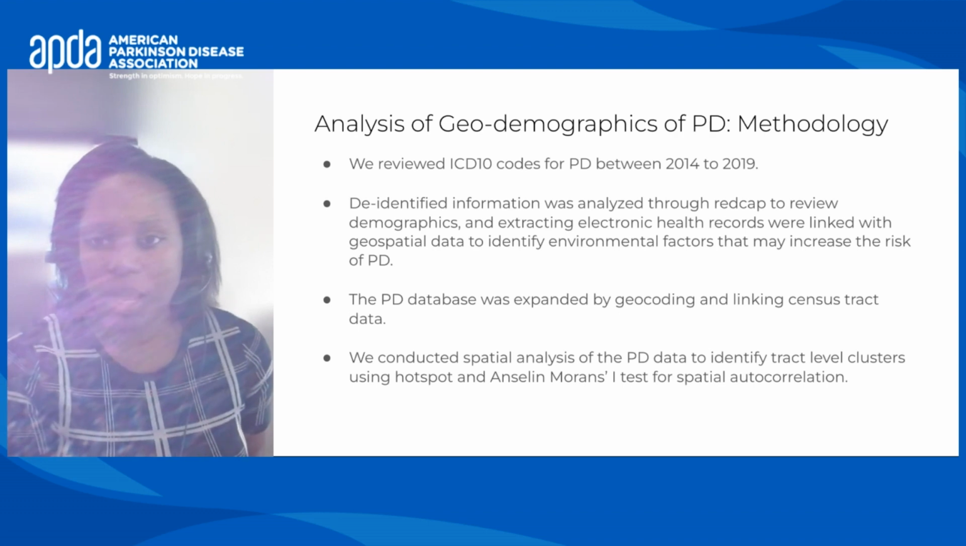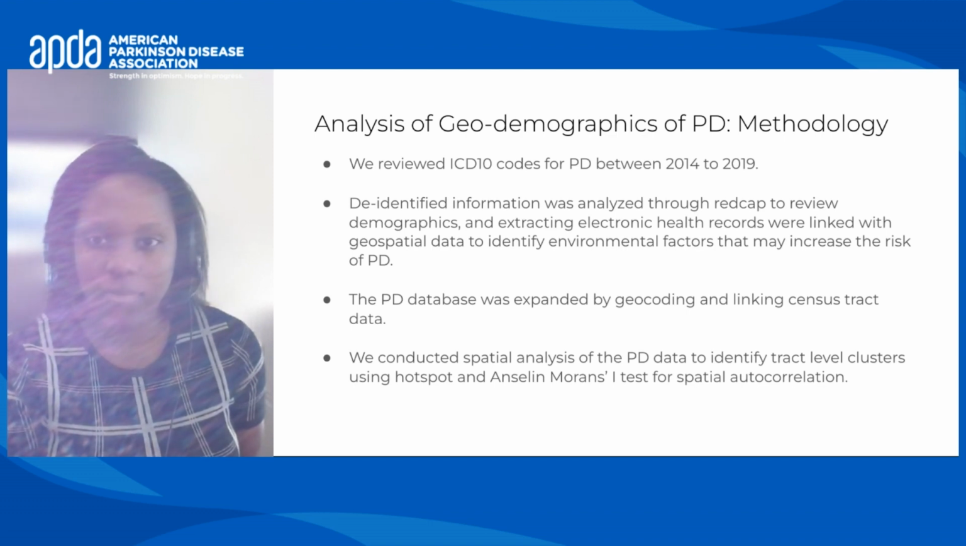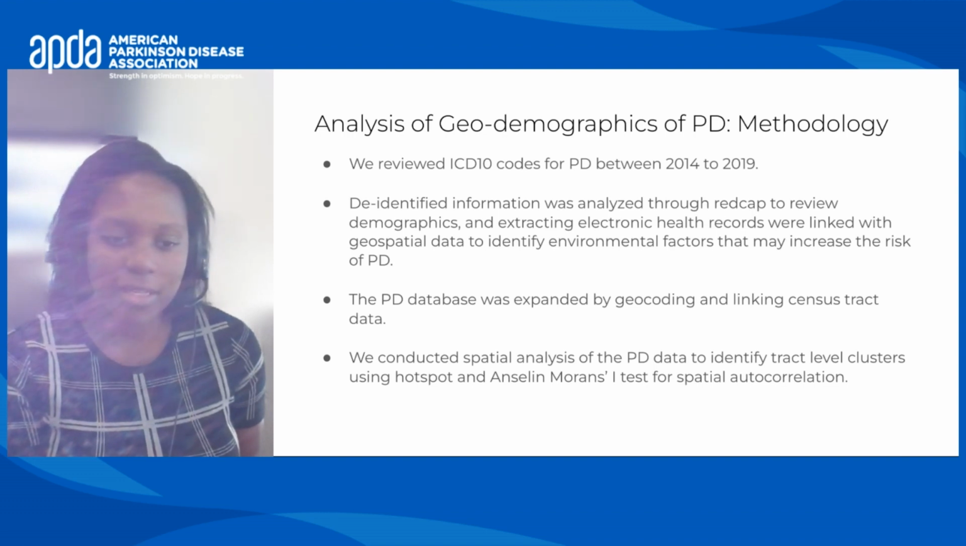And to do that, we reviewed ICD-10 codes for people with Parkinson's disease from 2014 to 2019. They were de-identified and analyzed through REDCap. We extracted any healthcare records and linked this to the geospatial data to identify mainly the areas, not the factors just yet. We had to identify the location. And the PD database was expanded by geocoding and linking census tract data. And we conducted spatial analysis of the PD data to identify tracts and clusters using hotspot and Anselin Moran tests for spatial autocorrelation.